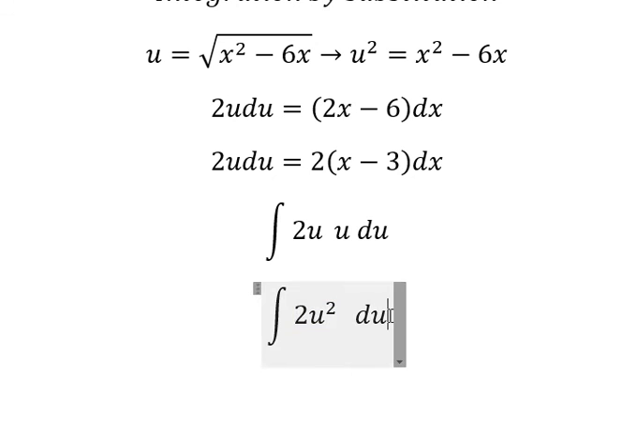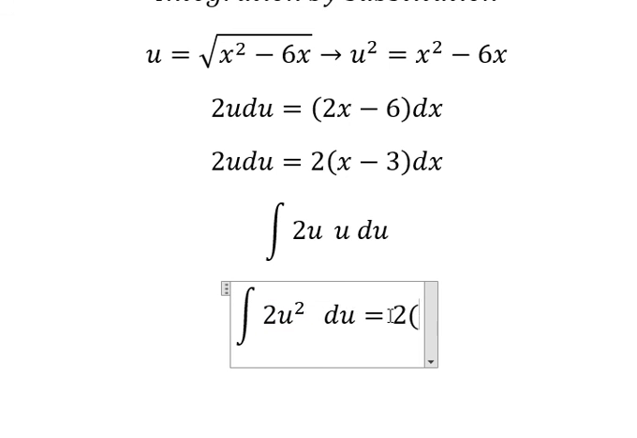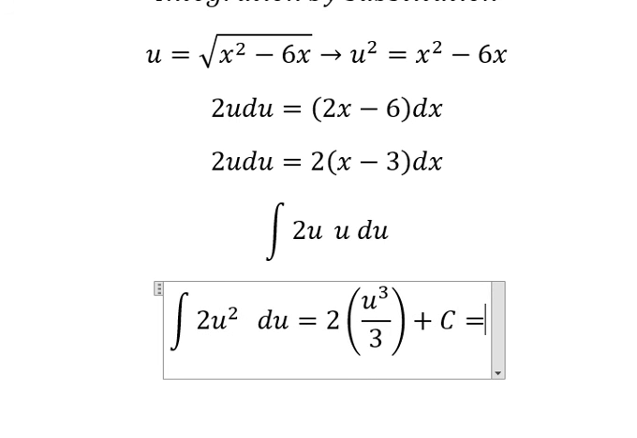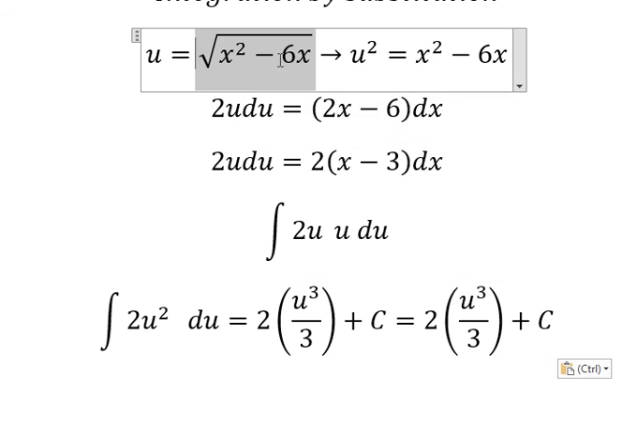The integration of u squared gives u to the power of 3 over 3, and we put plus c. About u, that is this one.